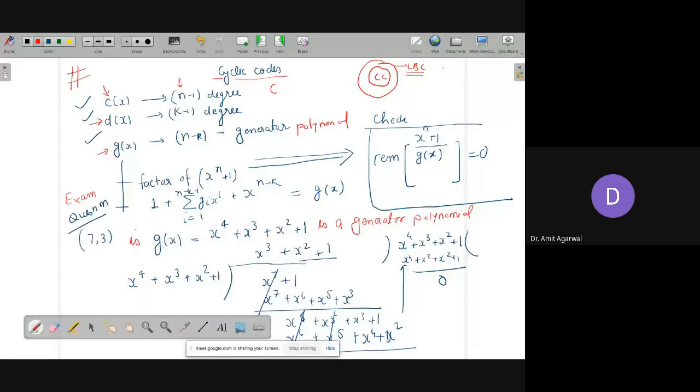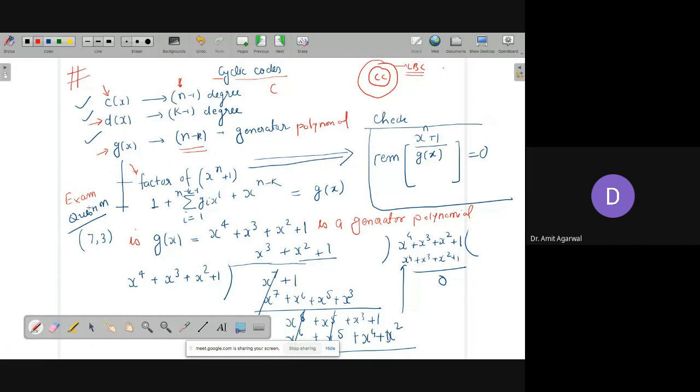Cx is an n minus 1 degree polynomial, so just correct that error. So what is the criteria that any n minus k degree polynomial is a generator polynomial for an (n, k) code? I told you that any factor of x to the power n plus 1 with degree n minus k is a generator polynomial for a cyclic code of (n, k).